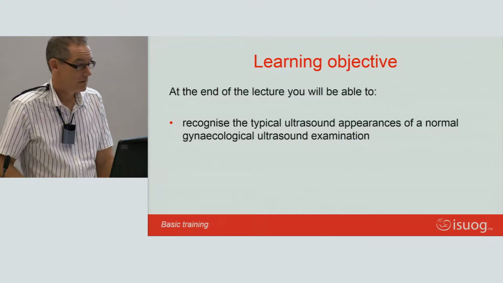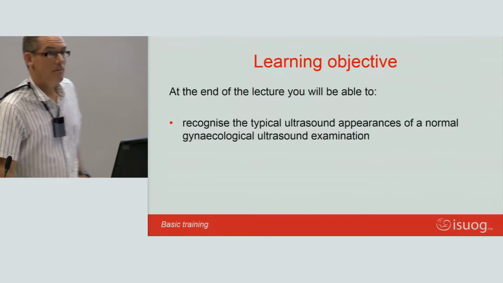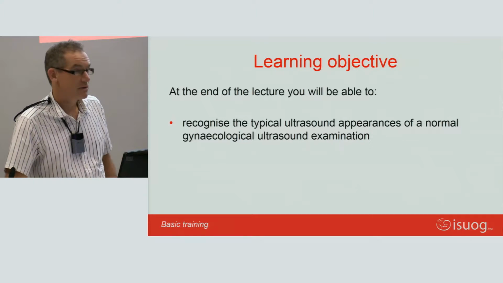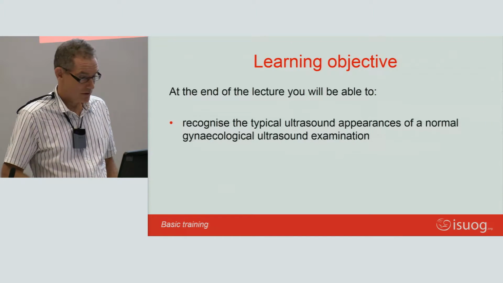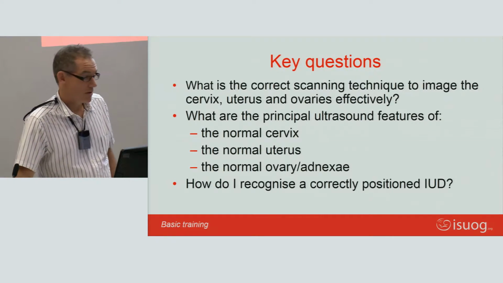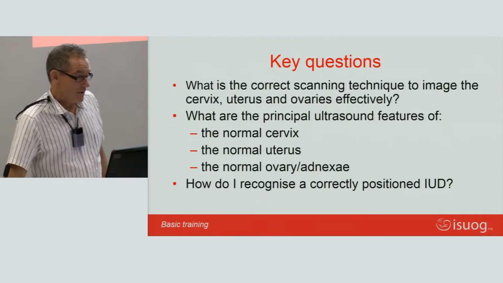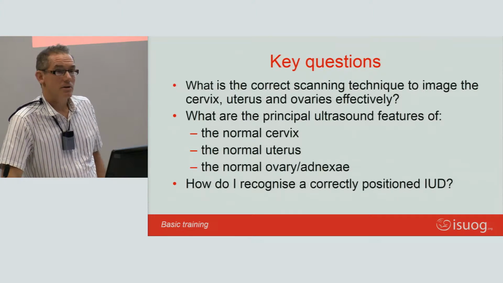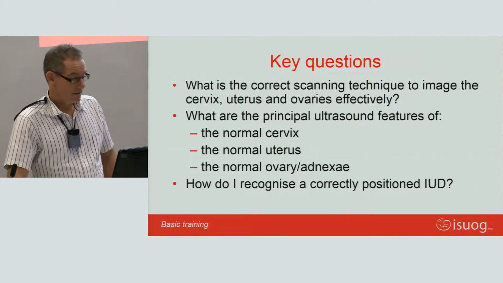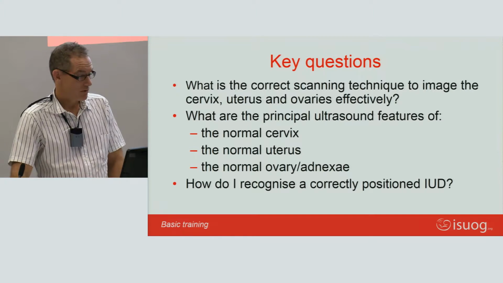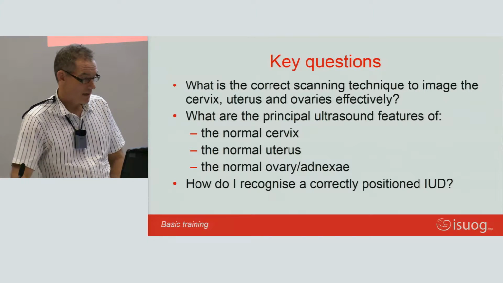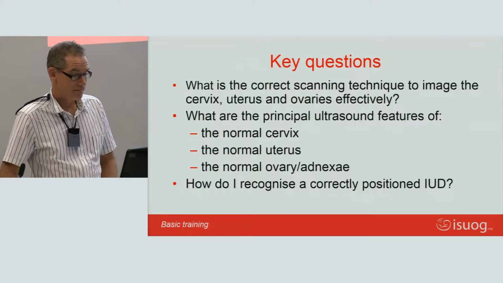Right. Okay, so my hope is at the end of this lecture that you'll be able to recognize the typical ultrasound findings of a normal gynecological ultrasound examination. The key questions we want to answer are: what is the correct scanning technique to image the cervix, the uterus, and the ovaries effectively? What are the principal ultrasound features of the normal cervix, the normal uterus, the normal ovaries and adnexae? And finally, how do you recognize a correctly positioned IUCD?